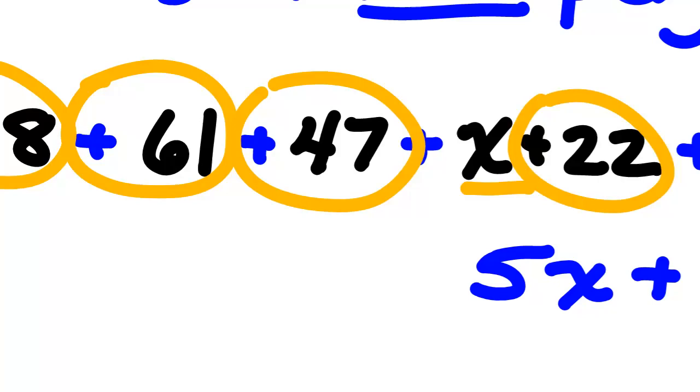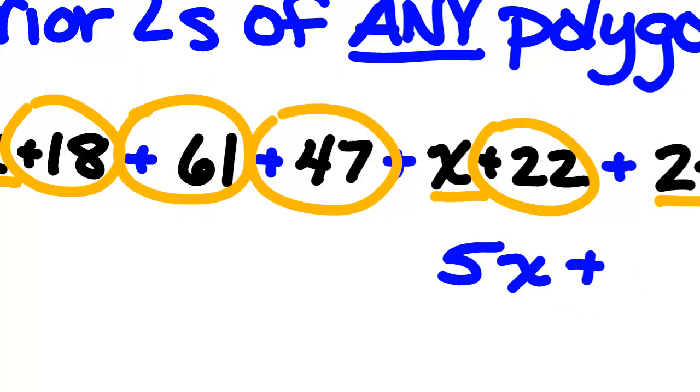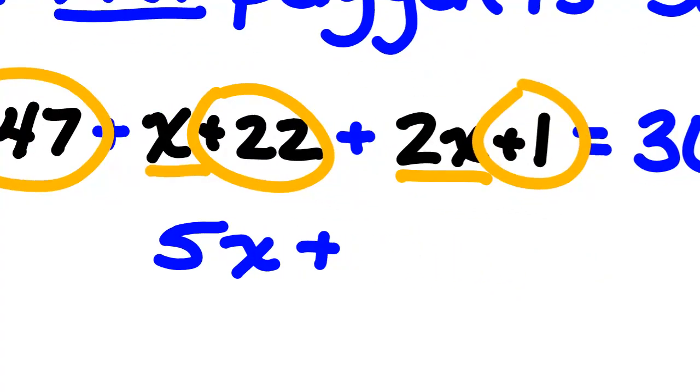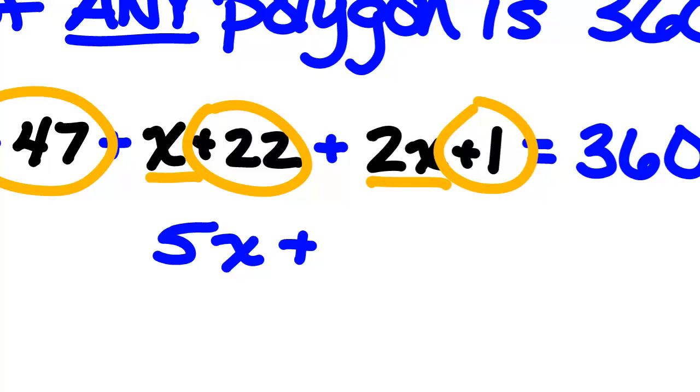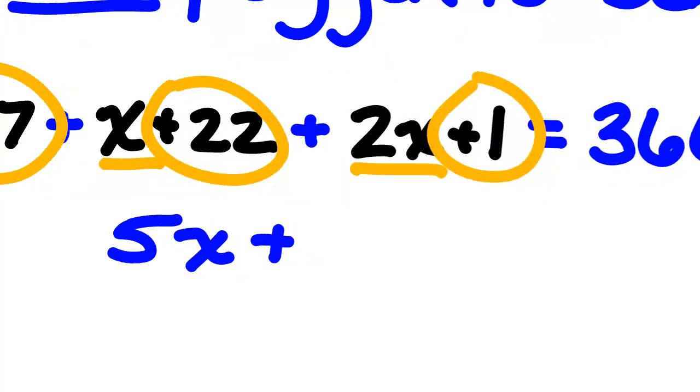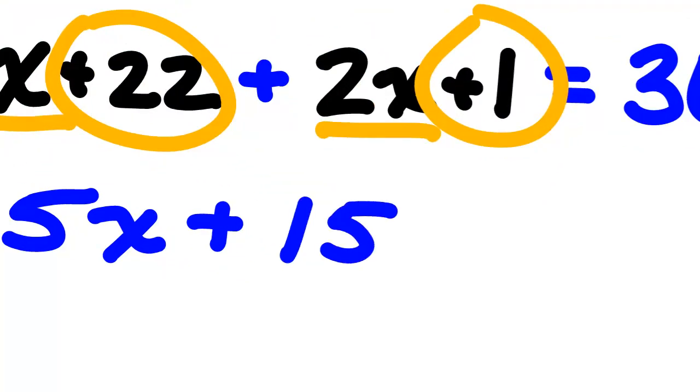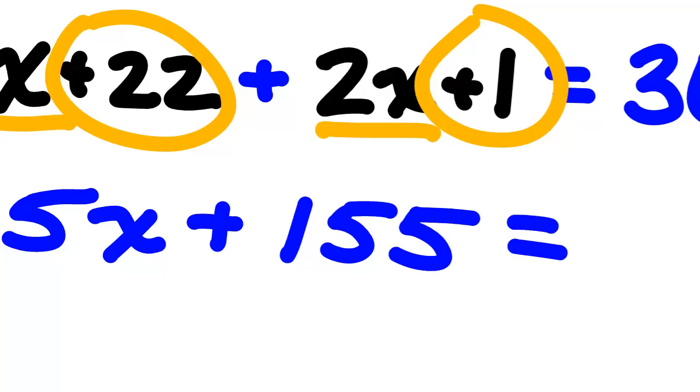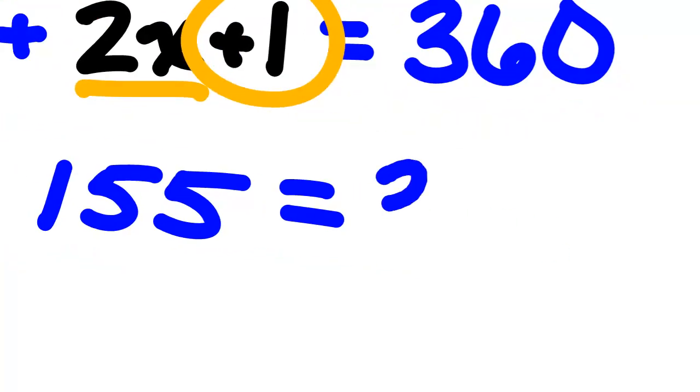132, 154, I think it's 155. Can somebody double check me on that? I think when we add up all the constants, it's 155. Yeah, okay. So 5x plus 155 equals 360.